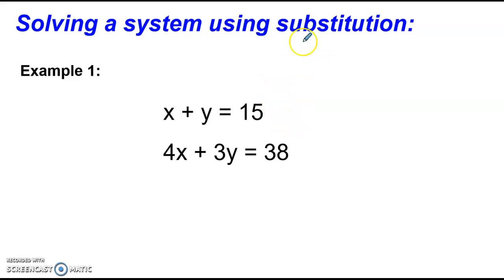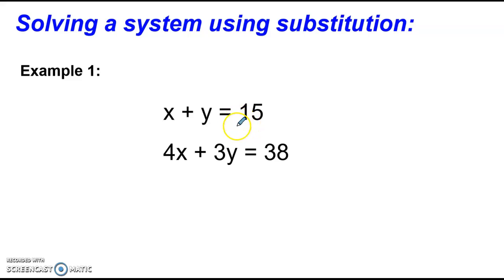Now, the first one is called the substitution method. You're going to see why it's called that in just a second. And I'm going to start with this first equation here. This one you can see is simpler than this one. This one's a little bit more complicated. And no, you don't have to get it in slope-intercept form or anything that we've done in the past.